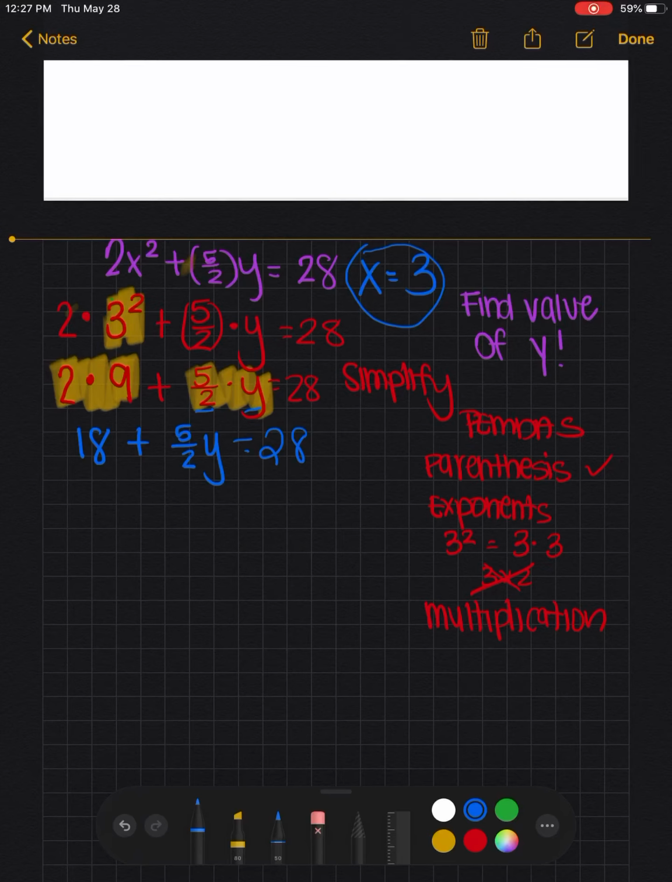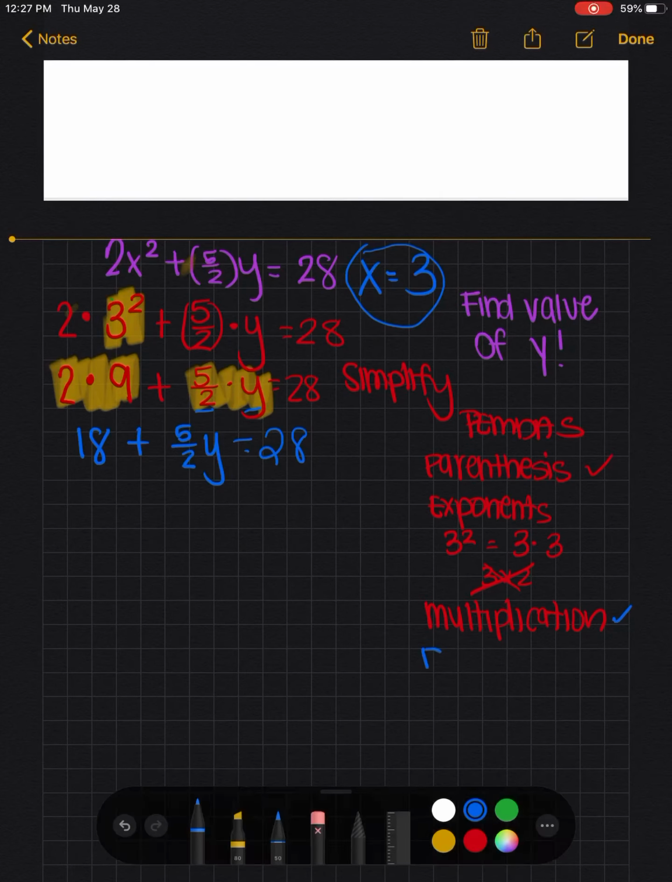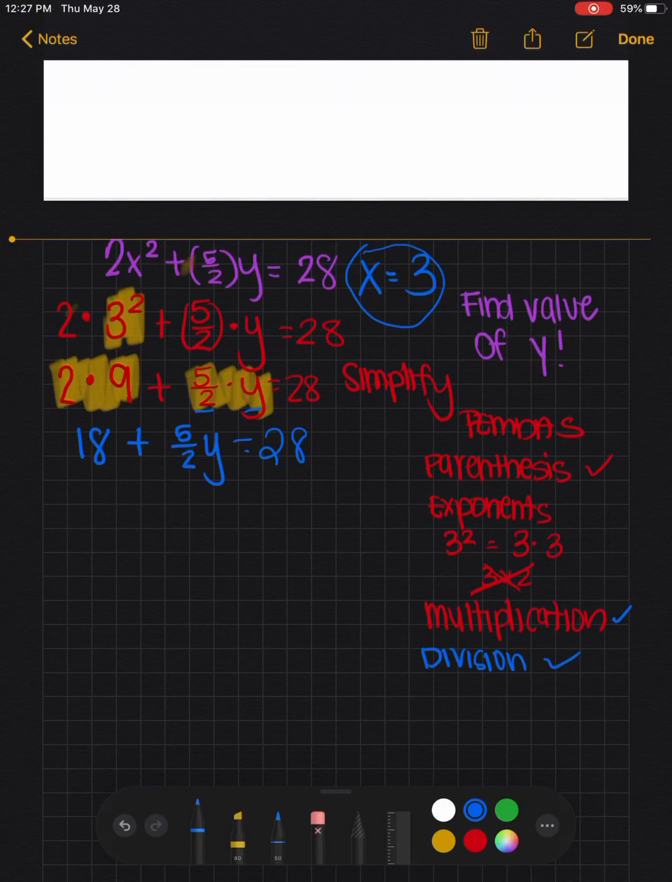Now, you look at whether any real division has to be done. No, there's not any division in here. And when you look at addition and subtraction, we cannot add anything on there at all. The two terms, 18 plus 5 over 2y, are two different families. We cannot add those two together, so we leave them as is. Now we get to the point where we're solving a two-step equation. We practiced on that yesterday.